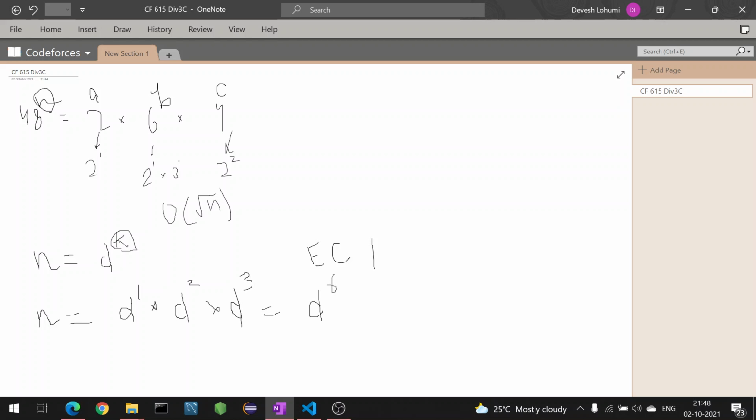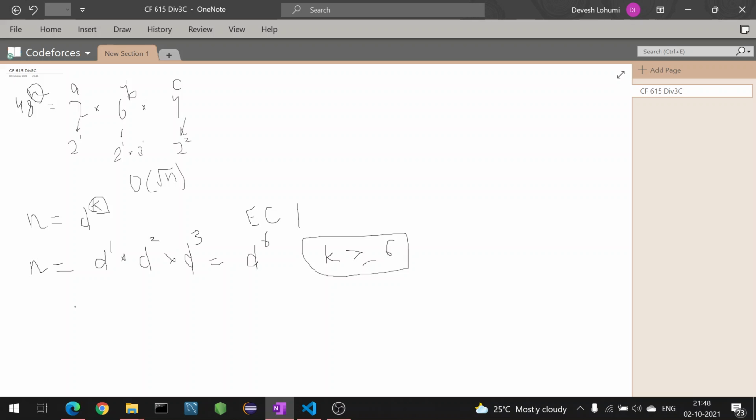So the combined power of all these numbers, this will be our a, this will be our b, this will be our c, has to be at least 6. So if this is 6, we can always find a particular splitting of n into a, b and c such that all of them are greater than or equal to 2, right?